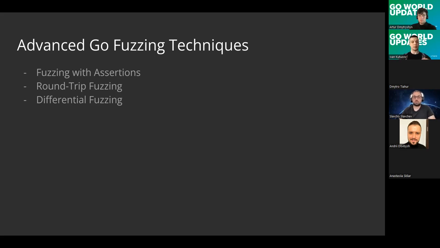And differential fuzzing is when we have two implementations of the same or similar functionality. That will help, again, to compare the implementations. We are unable to say which implementation is wrong if we catch an error, but again, we'll see the difference and we can debug this if it happens.